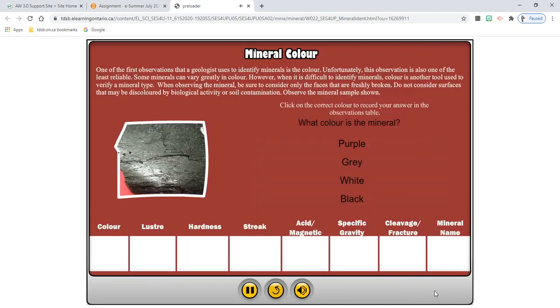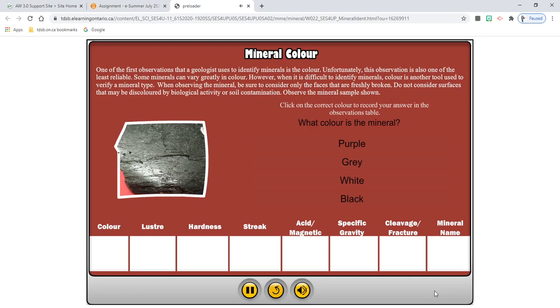One of the first observations that a geologist uses to identify minerals is the color. Unfortunately, this observation is also one of the least reliable. Some minerals can vary greatly in color. However, when it is difficult to identify minerals, color is another tool used to verify a mineral type.